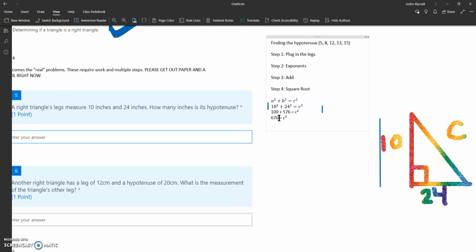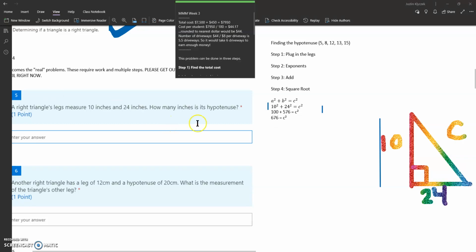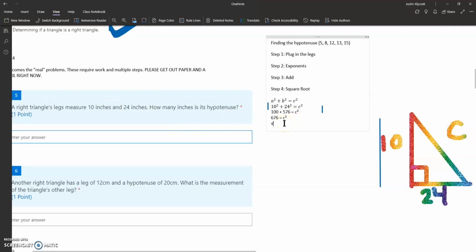And my last step is always going to be to do the square root. And for this, you need a calculator. Any calculator will work. And because this is the first one, I'm going to do it for you. The square root of 676 is equal to 26, which is equal to C. So the answer for number 5 is 26. You don't need to put anything else, just put 26. You could put inches, but just 26 is fine.